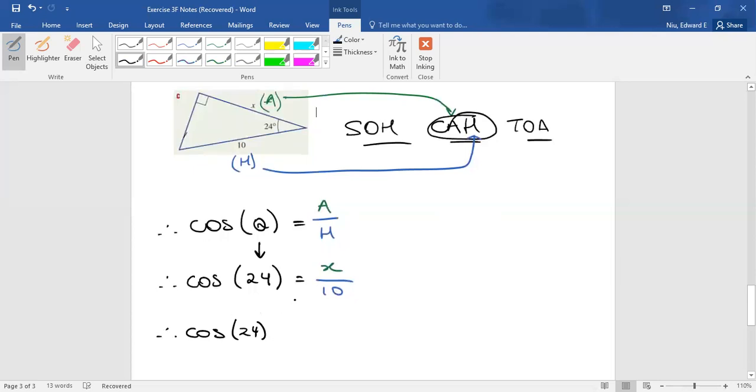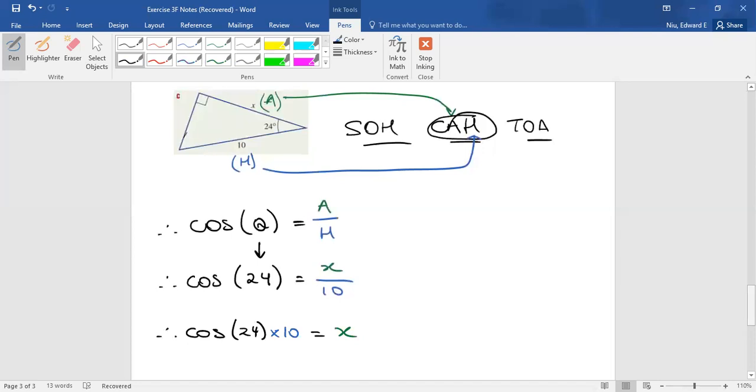Therefore, cos 24 will become multiplied with 10 because the opposite of divide by 10 is multiplied by 10. And we chuck this to the left side. And so the right side is going to be just x now. And I'm sure people are going to be triggered by this blue equal sign, so I'll just keep it consistent.